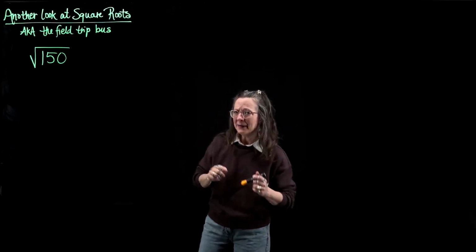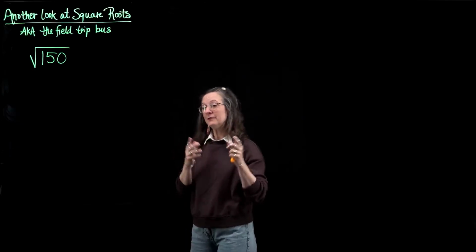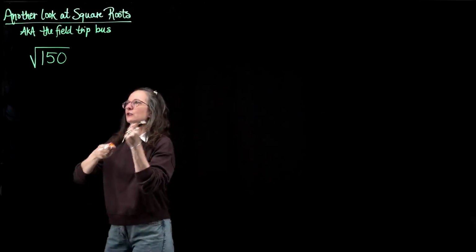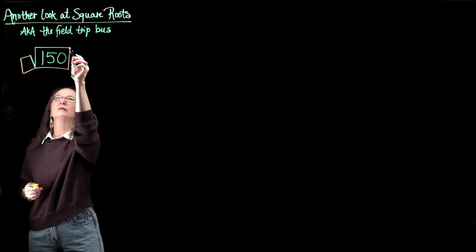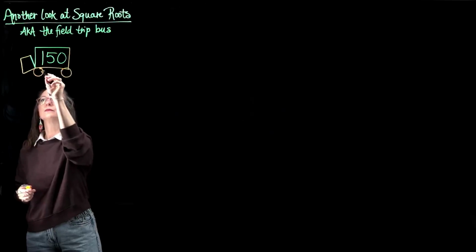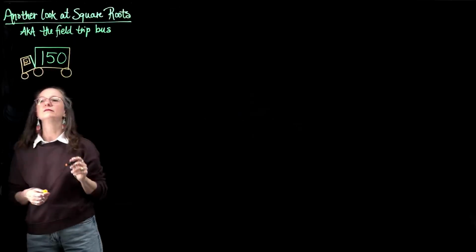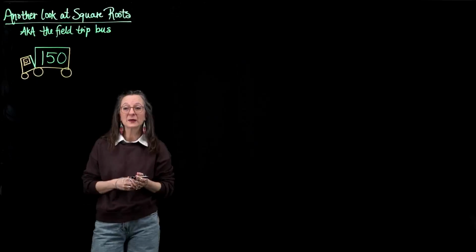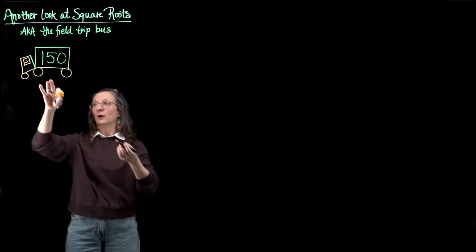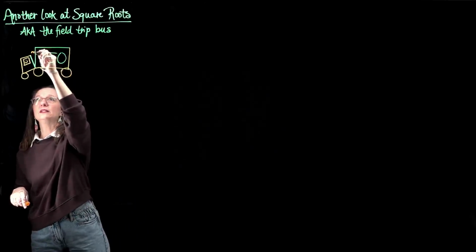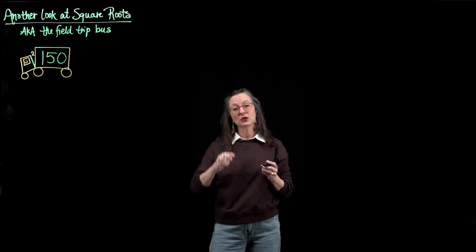I'm going to ask you, by the way, this is dumb, but if it helps you remember, let's look at that square root symbol, and you might notice that it kind of looks like a bus. And here's our driver. So it kind of looks like a field trip bus. Now, remember I told you that if we don't have a number, it's implied to be a 2. And that 2 is important.